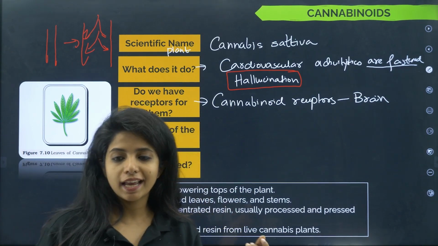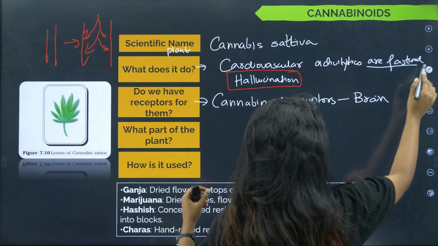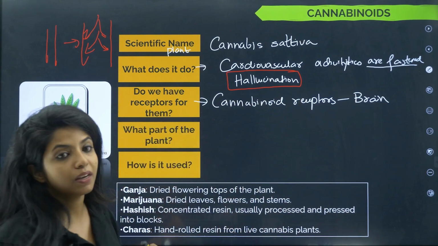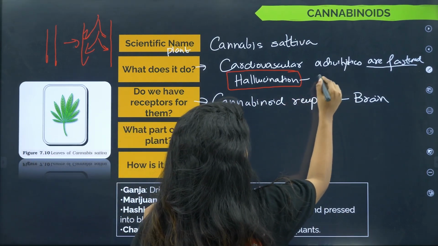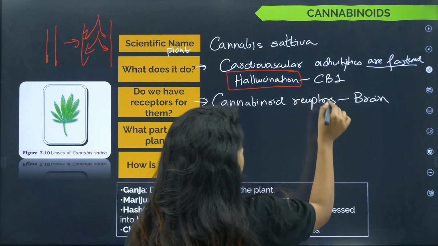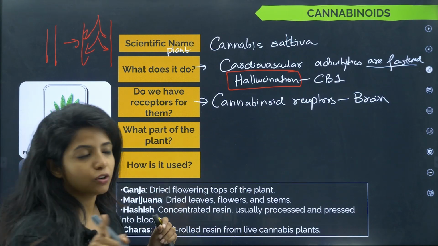And how does hallucination happen? I researched about it and it came to my knowledge that basically in our brain there are receptors known as CB1. I remembered it as CBI. That's how I am able to remember.